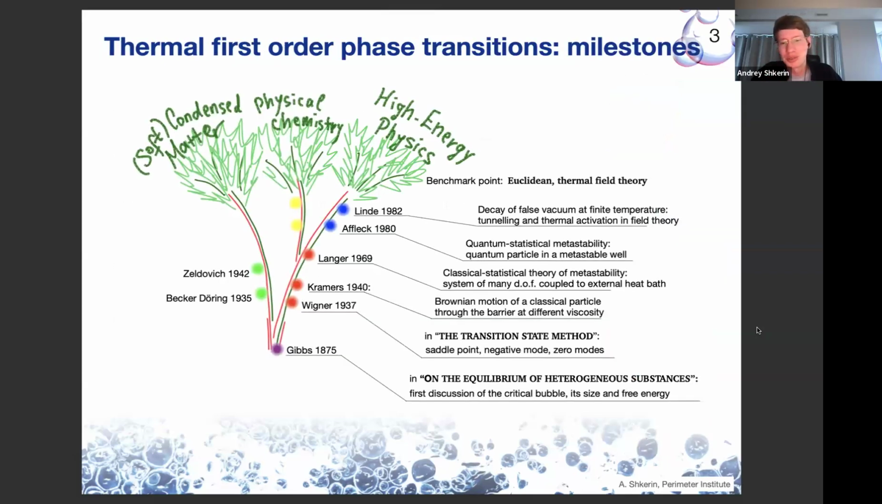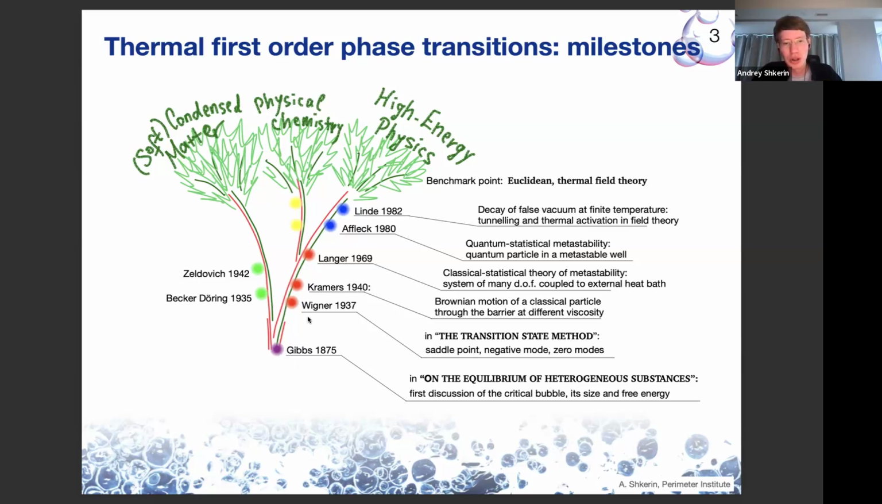And let me give you a brief review of the historical developments in the theory, because this is rather interesting, actually. It can all be traced back to the original works by Gibbs in the 19th century, who, in a paper dedicated to studying phase transitions in heterogeneous substances, so substances containing two phases, apparently was the first to discuss the critical bubble and calculate its energy and size using what we would now call the thin wall approximation. So he separated the contribution to the energy coming from the volume of the new phase, balanced by the tension of the wall separating the two phases. So that was very nice.